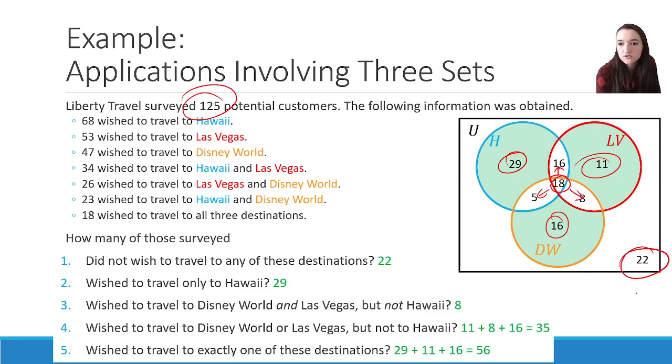Don't forget the universal set might have some people in it that weren't accounted for in those subsets. That's one of the most common errors, is just to forget this. Maybe you do everything else right, but you forget to account for that number. So please don't forget that one.